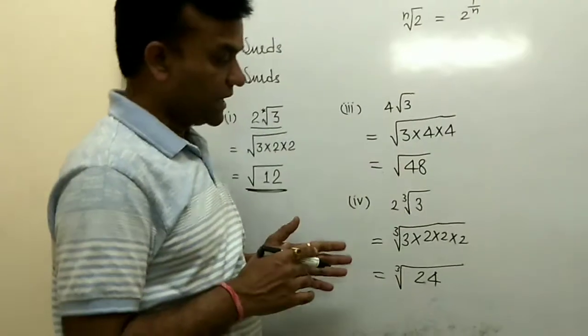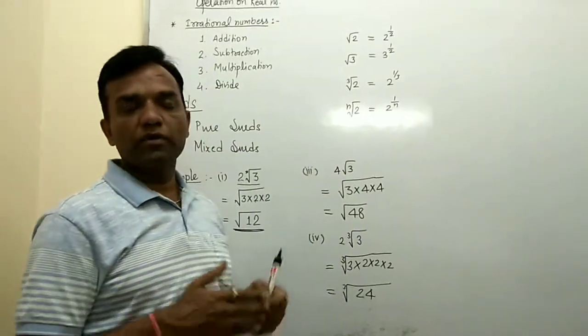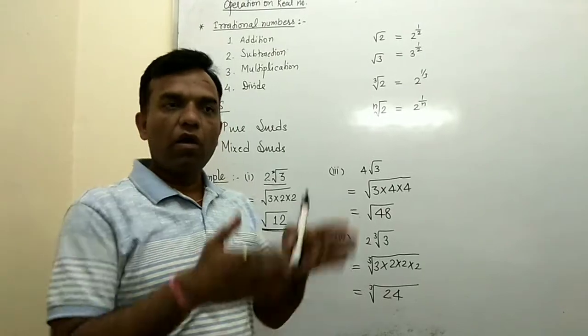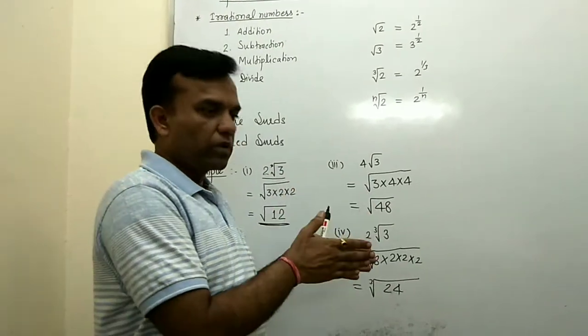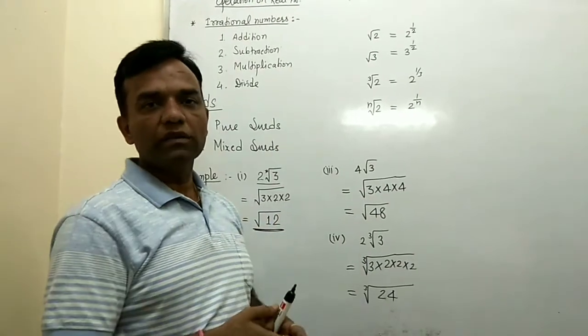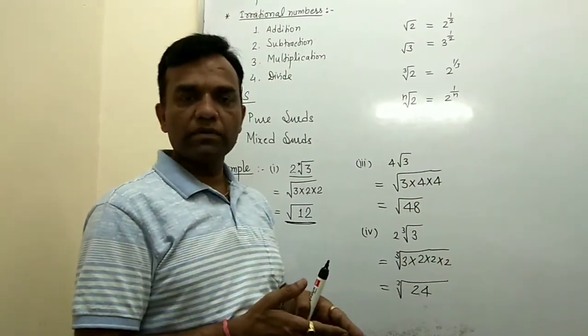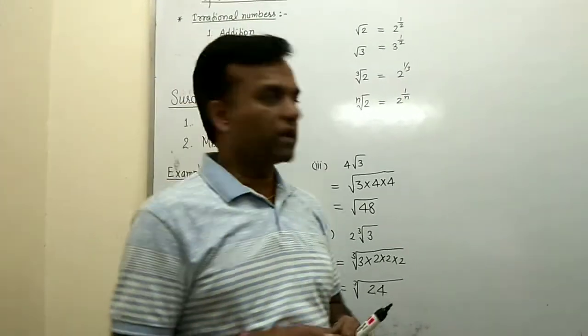So that is a very easy concept. You convert any root term into the form of a pure surd. Always you put the outside value inside, depending on the power. If the power is 2, then you multiply inside 2 times. If the power is 3, then you multiply 3 times.